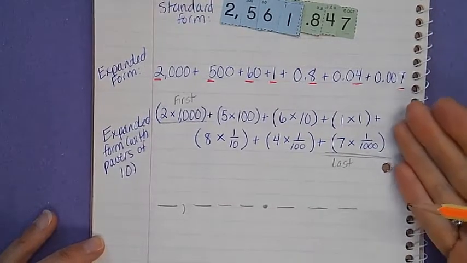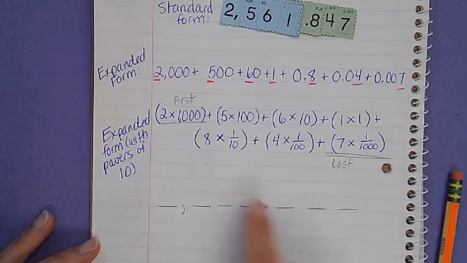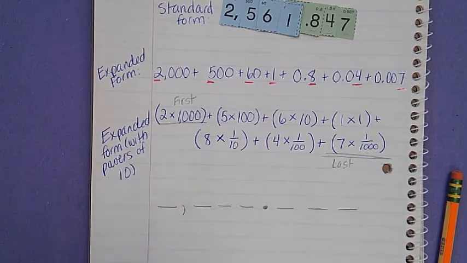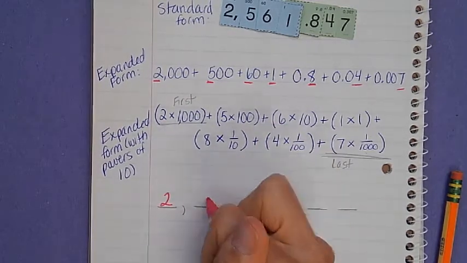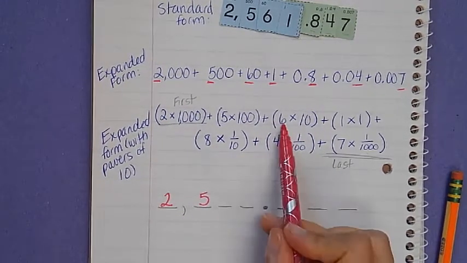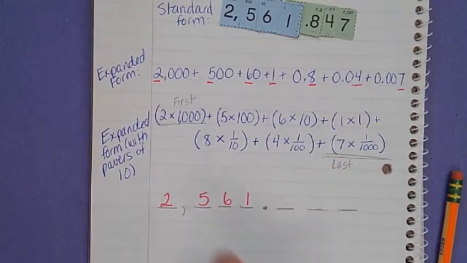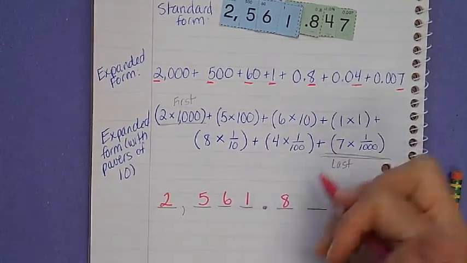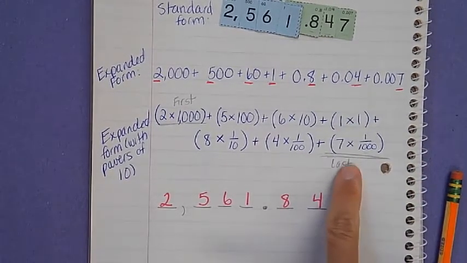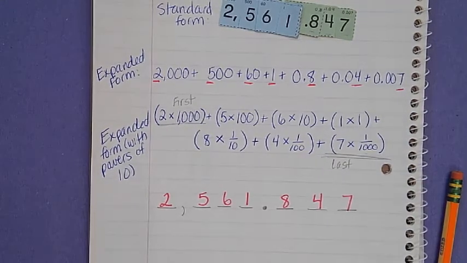So if you're going from expanded form back to standard form, I can now look at the digits here to write it. So I have a 2 in the thousands place, I have a 5 in the hundreds place, a 6 in the tens place, a 1 in the ones place, 8 is behind the decimal in the tenths place, 4 is in the hundredths place, and the 7, which is my very last digit, I don't have to go any farther, is in the thousandths place.